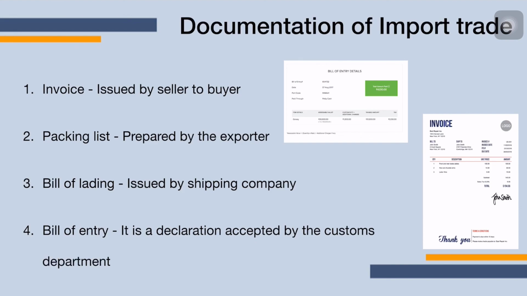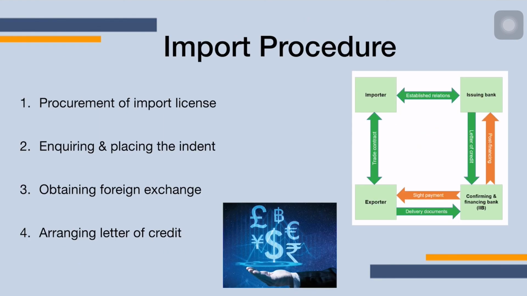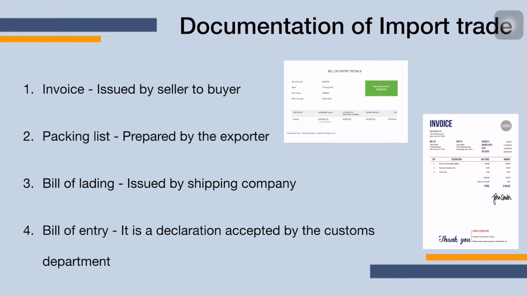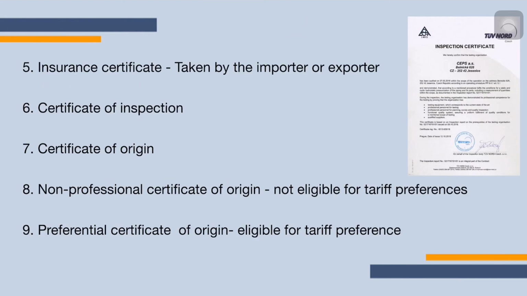So what did we cover today? We understood what import trade is. We understood the import procedure. How many steps? 9 different steps. And the documents required for import trade. Again, we have 9 different documents.